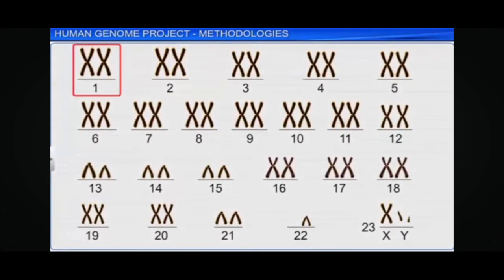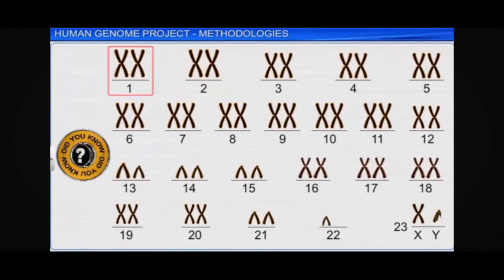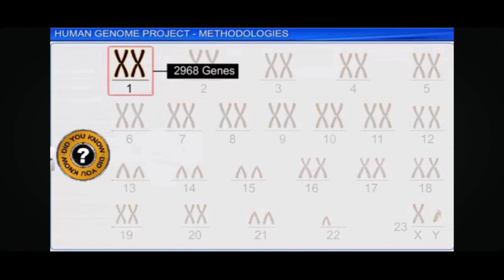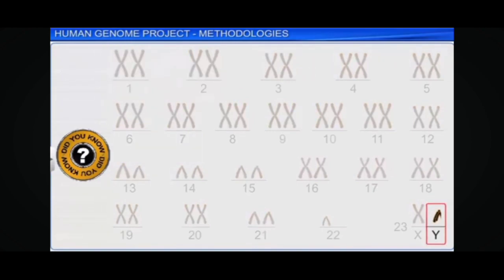Did you know that chromosome 1 has the most number of genes? That is 2,968, whereas chromosome Y has the least number of genes, only 231.